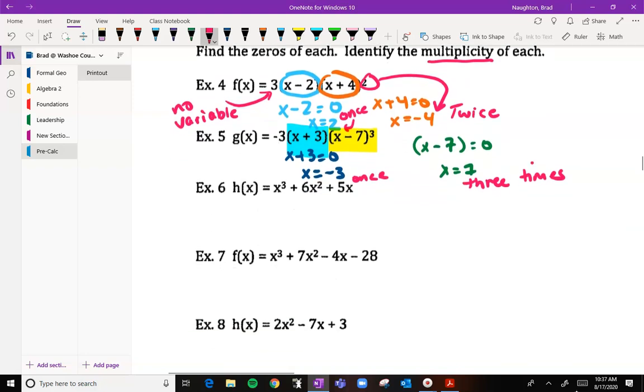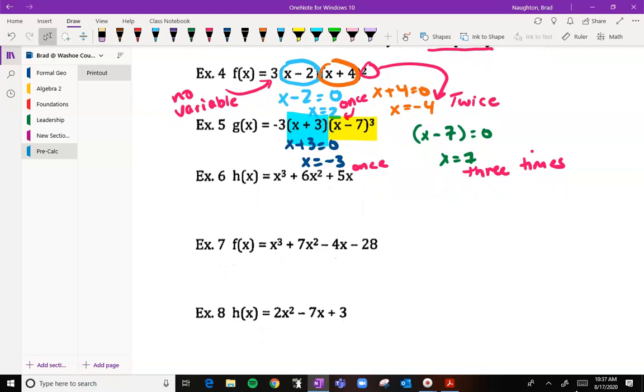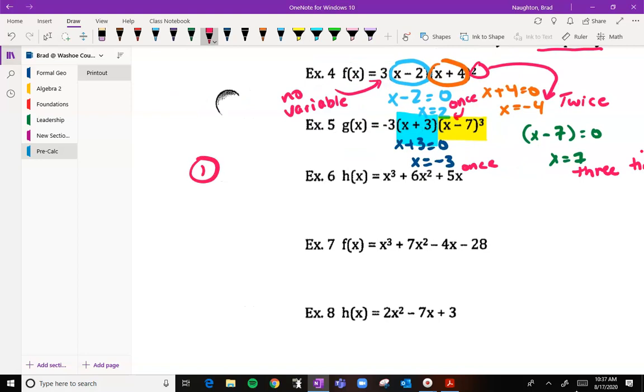Alrighty. Now, as you take a look at these other ones here, you're going to notice that these are not factored for us like the previous ones were. That's not very nice of them. So we're going to have to factor them. The first thing I want you to do when you factor is always see if you can find a GCF, a greatest common factor. After that, grouping. You're going to factor by grouping.